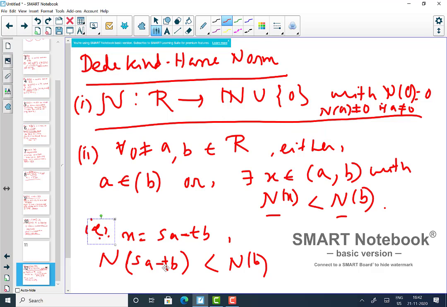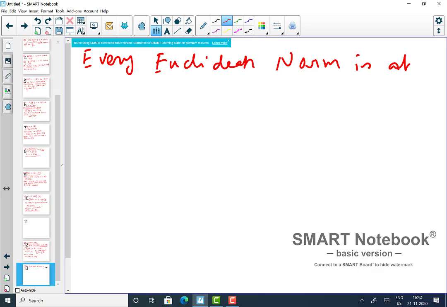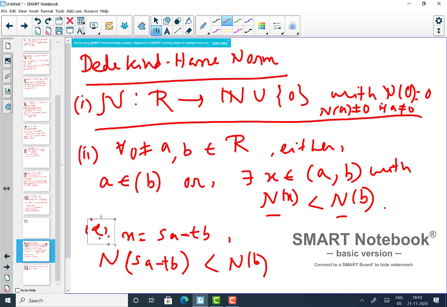Now I am writing this minus thing because I would like to show that the Euclidean norm is a stronger notion, right? So every Euclidean norm is also a Dedekind norm. Okay, so what does that mean? That means that you can always find this property for a Euclidean norm.